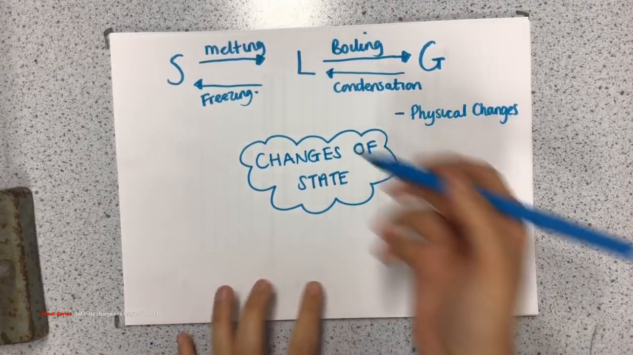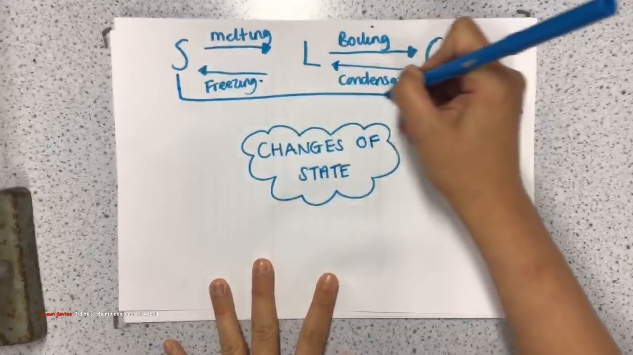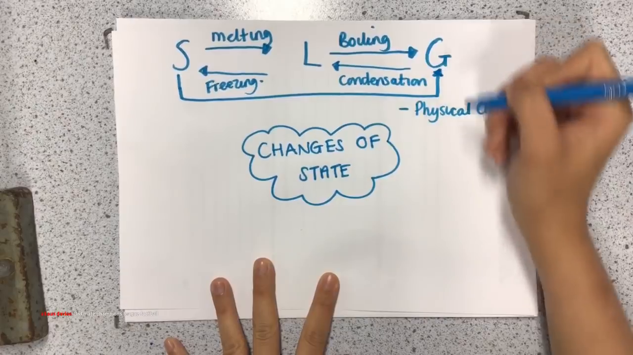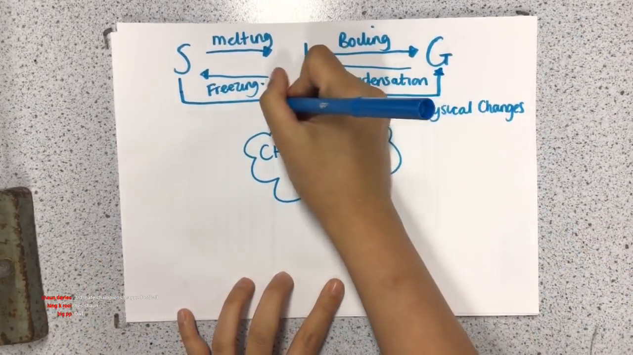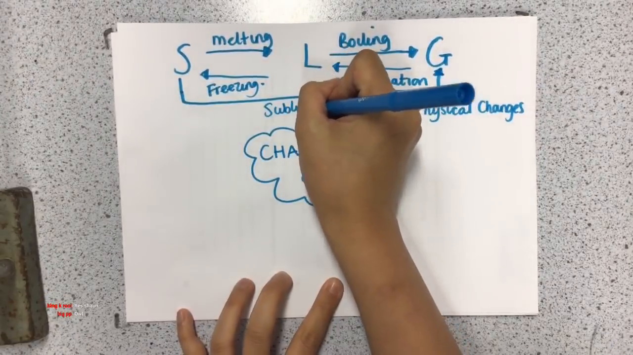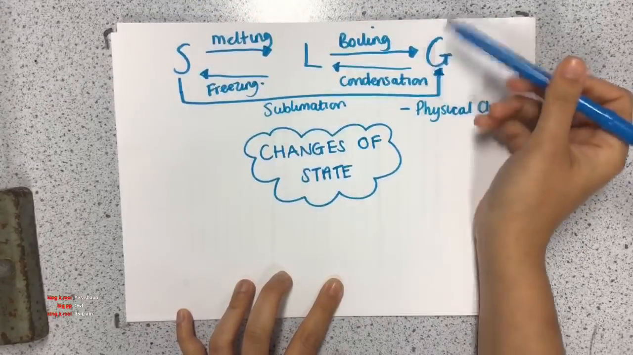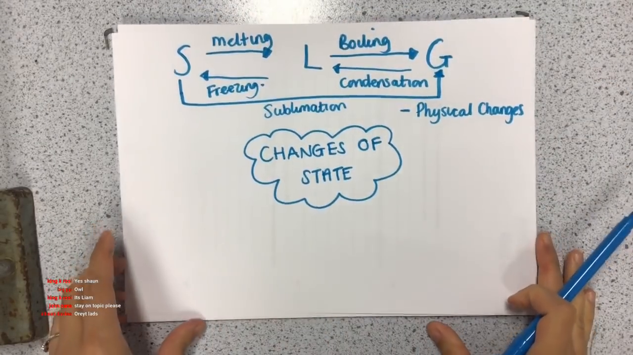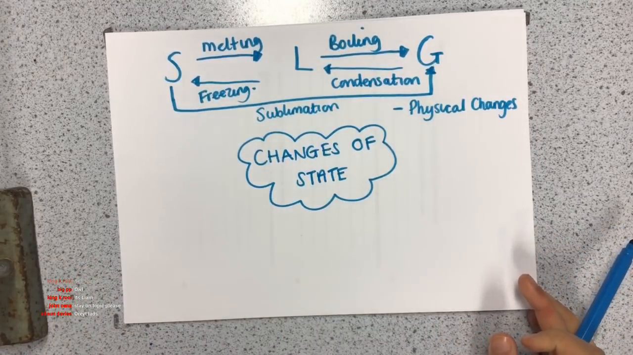There is another change of state where it goes straight from a solid to a gas. So carbon dioxide is a substance that undergoes this change of state, and it's called sublimation. It's called sublimation back as well, so gas to solid. Sometimes you might see it called desublimation, but you're pretty safe calling it sublimation.